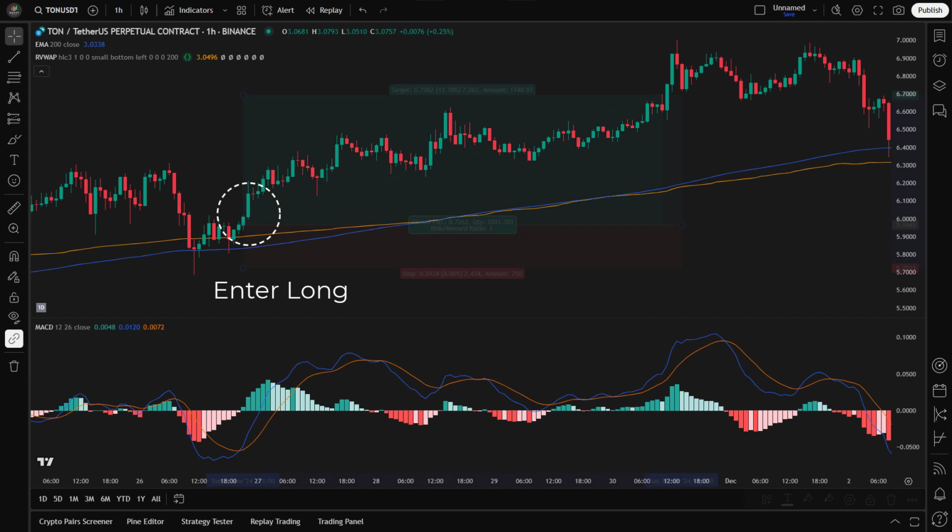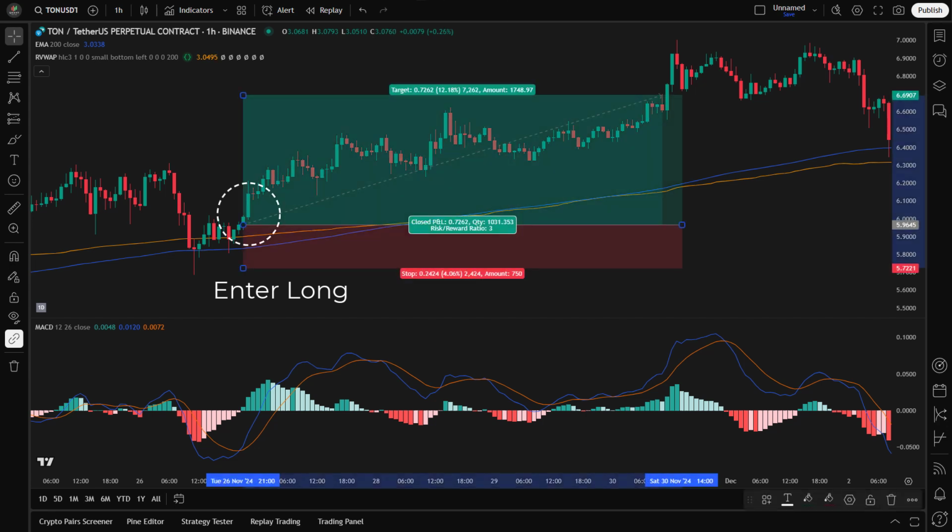For risk management, we set the stop loss just below the signal candle, calculated as signal candle close minus 2 times ATR. For the take profit, we apply a 3-to-1 risk-reward ratio, placing the target at 3 times the stop loss distance. If a candle closes above the take profit level, we exit the trade and lock in our profits.